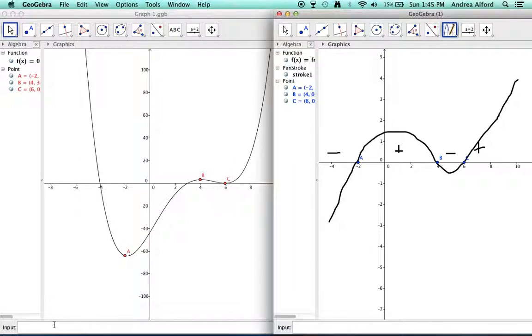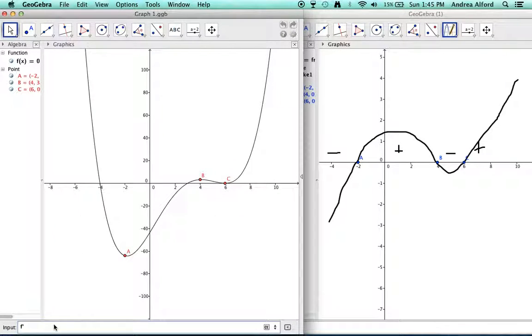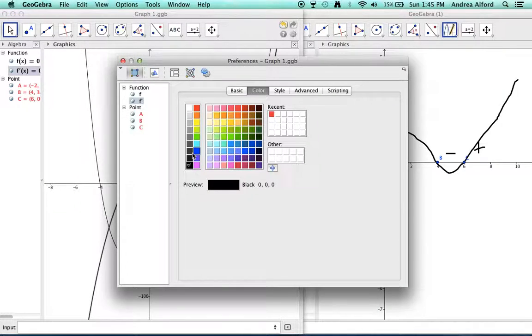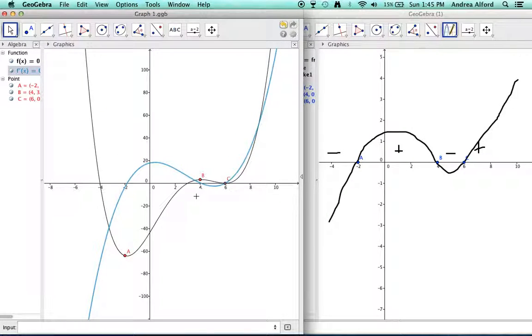And when I come over here and do my check, whoopsie, I've got to get this parentheses right, f prime of x, sorry. Now let me color this a different color so that you can see it. Just color this blue. Look at the shape of my derivative. It's pretty darn close to what I drew over here. I went up not quite as high as I should have and came down not quite as low, but the overall shape is what we're looking for.